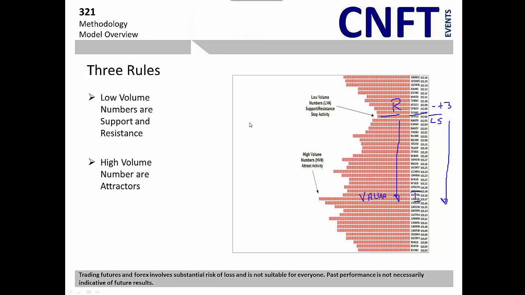So high volume numbers are like magnets. If the low volume number holds, you are going back to that high volume number. It's just going to get there. That's just the way that it works. It's magic. We used to call it magic, but that's the way it works.